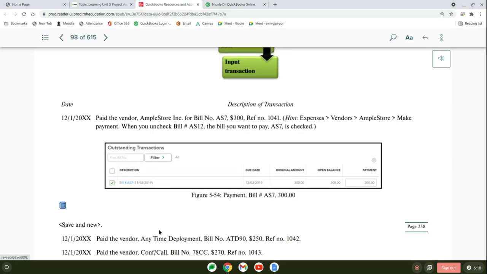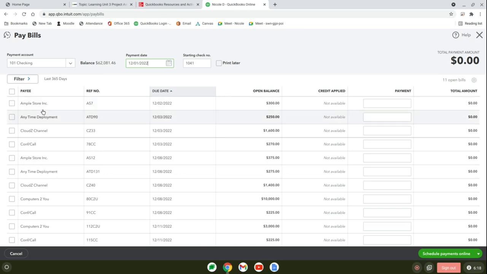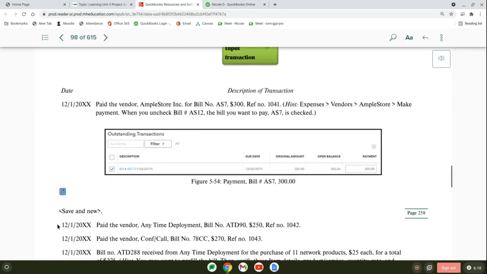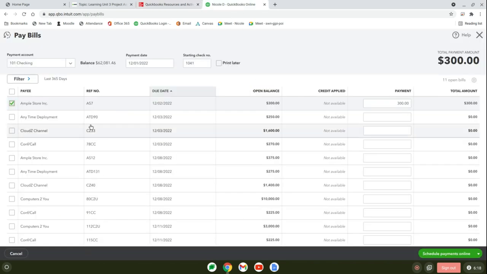I think they have it set up where they want us to do individually, but we're not gonna do it that way. We're just gonna go to pay bill and select them. So the first one we're gonna select is AS7. The next one we're gonna select, because it's the same date, is ATD90, for $250. All right, the next one they have is 78CC, so the conference call for $270.